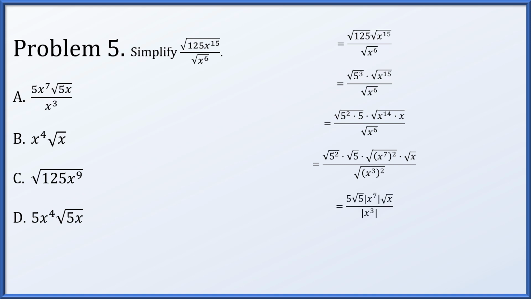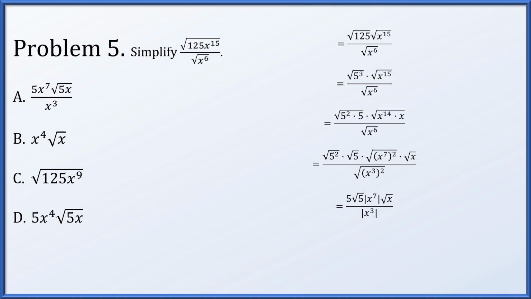Well, the square root of something squared is its absolute value. So first, the square root of 5 squared is the absolute value of 5, but that's just 5. The square root of x to the 7th squared is the absolute value of x to the 7th, and down in the denominator, the absolute value of x cubed is the same as the square root of x cubed squared.